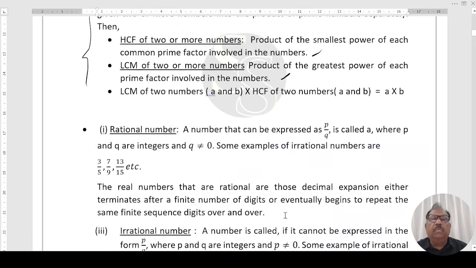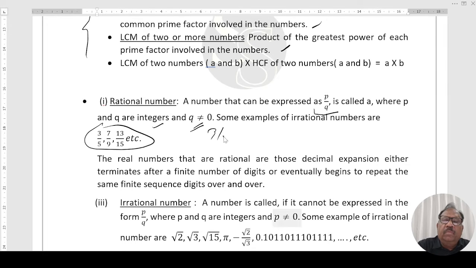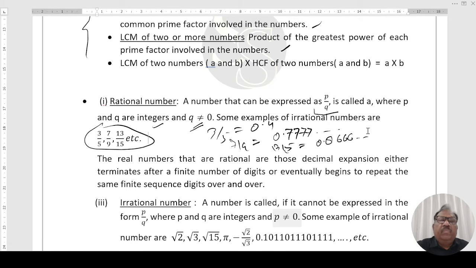Now, rational numbers. What is a rational number? A number that can be expressed in P by Q form is called a rational number, where P and Q are integers and Q should not be equal to 0. Some examples are 3 by 5, 7 by 9. 3 by 5 on simplification is 0.4. 7 by 9 on simplification comes out to be 0.777. And 13 by 15 comes out to be 0.8666. Means a rational number is that number which can be expressed in this form, or which is non-terminating but recurring.